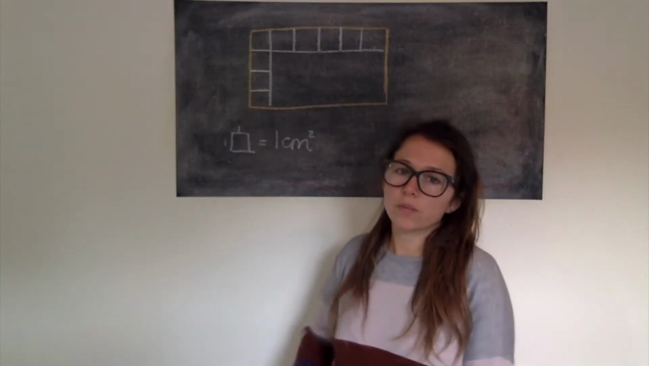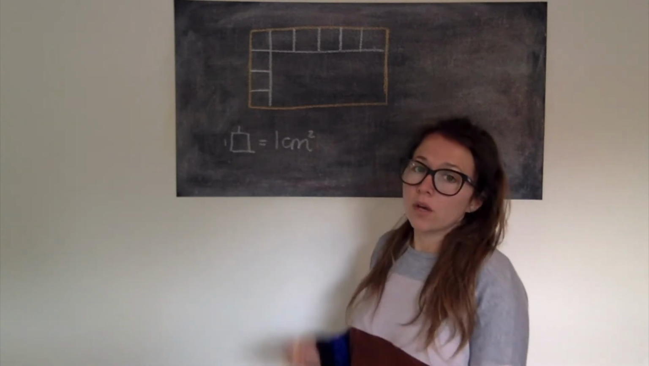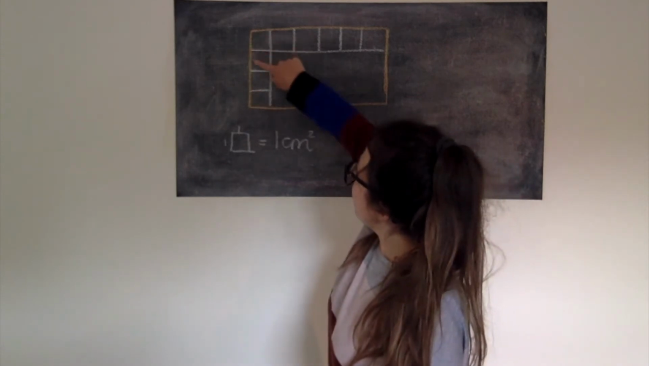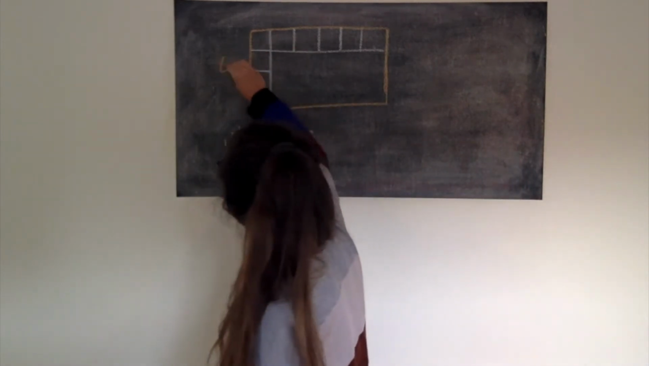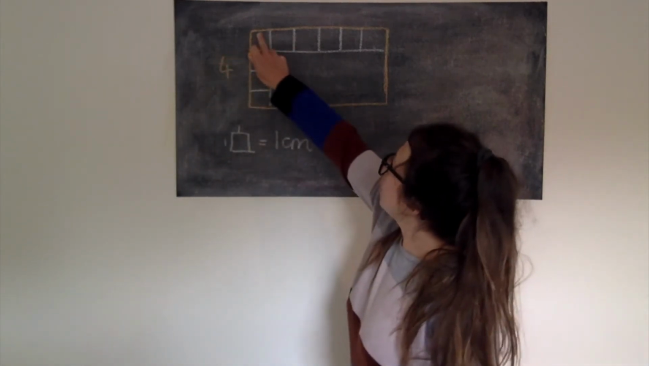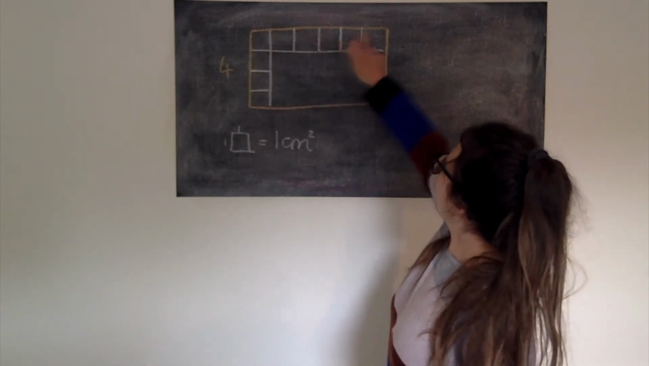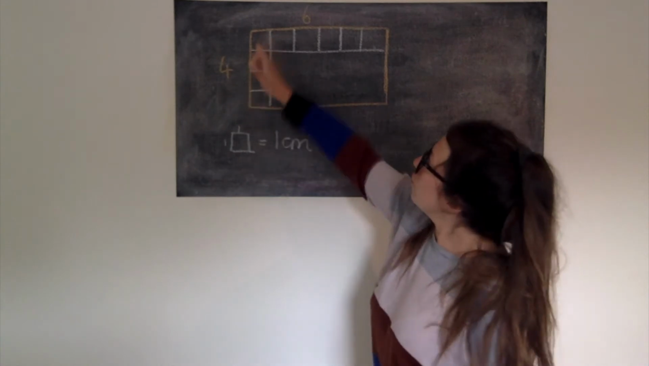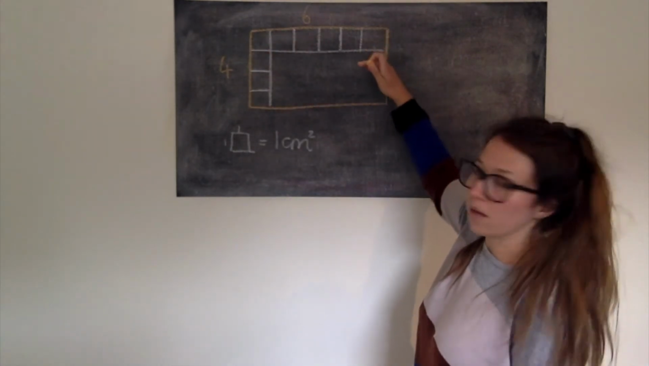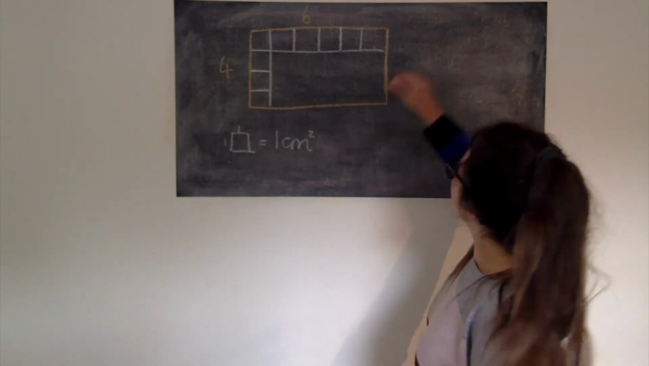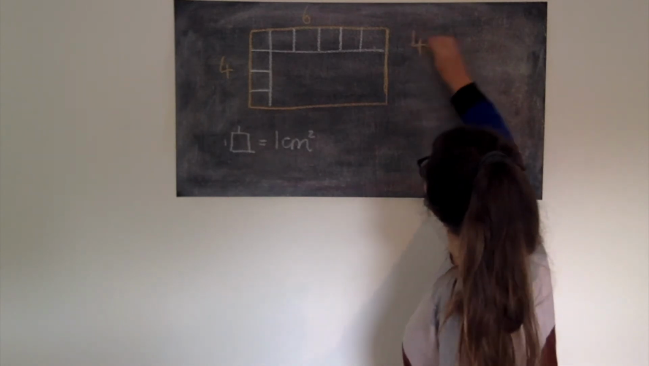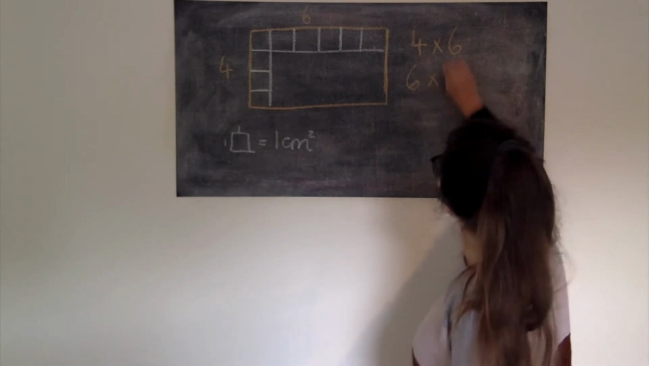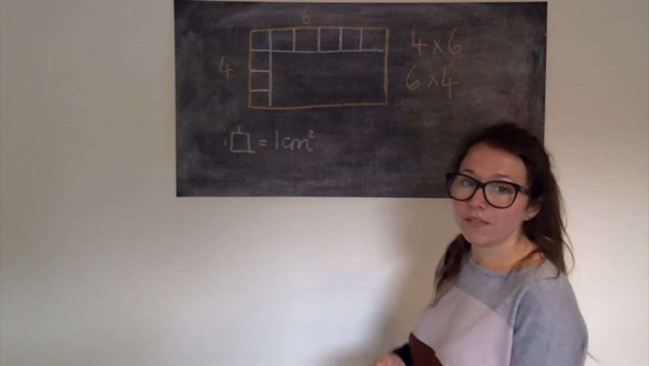So to do this, we can do it a number of different ways. We can think about, how many rows do I have? So down here there are 4 rows. And across the top we've got 1, 2, 3, 4, 5, 6. So I can either think of 4 lots of 6 or 6 lots of 4. And if I was to write that down as a number sentence, it would be 4 times 6 or 6 times 4. And that gives me the area.